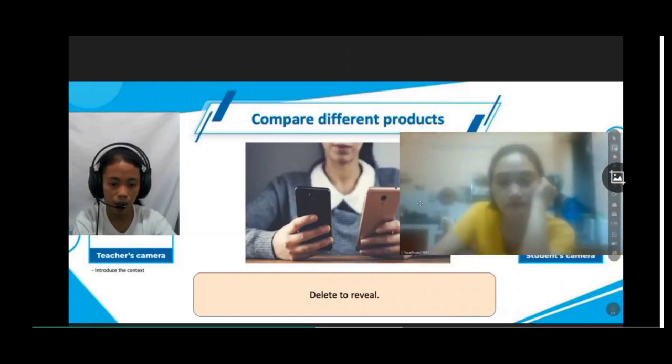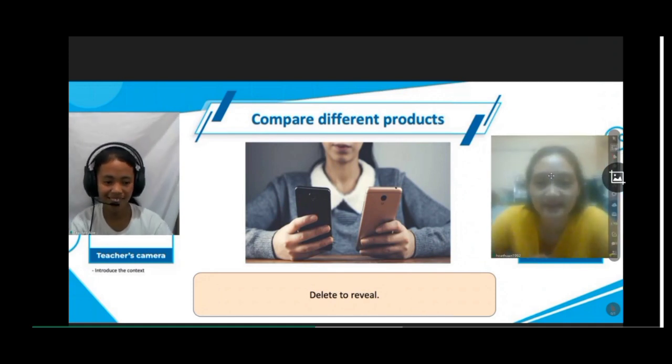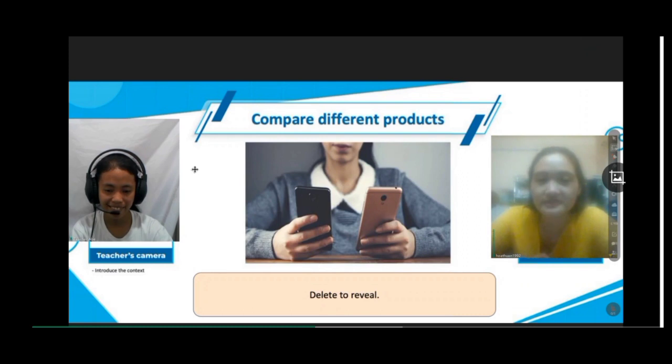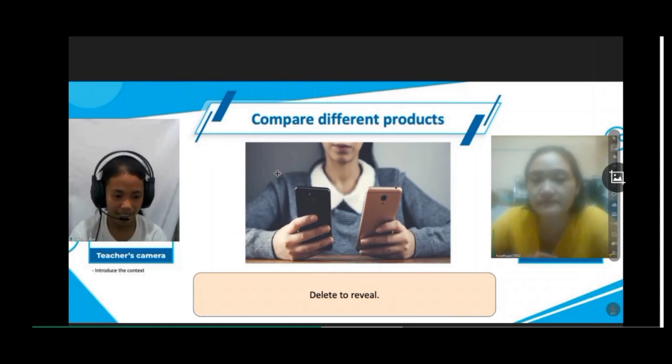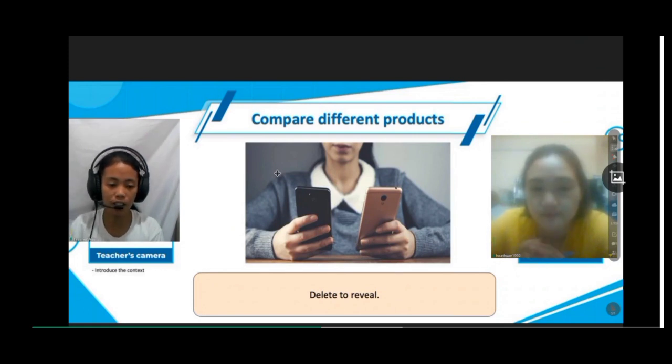So I want you to guess what is happening in the picture. She has two telephones. All right, very good. What else? Telephone, and orders for clothes. So I have a question.